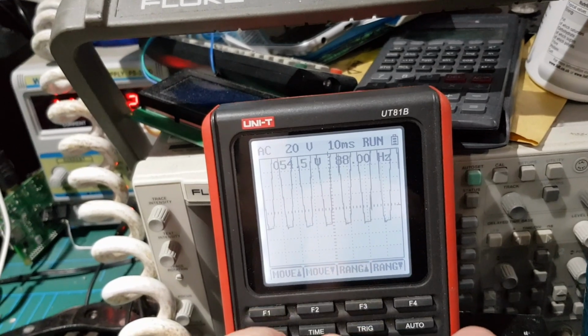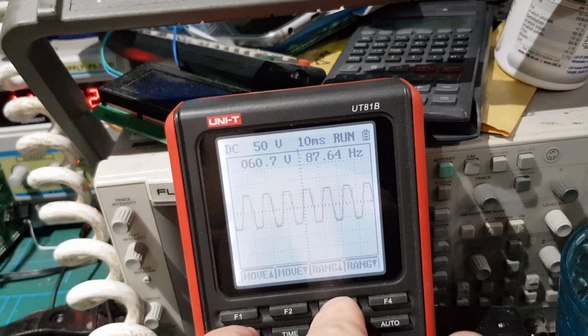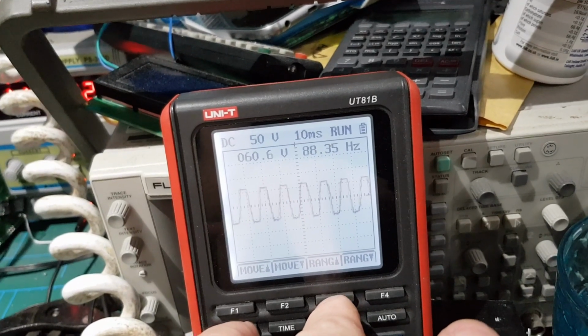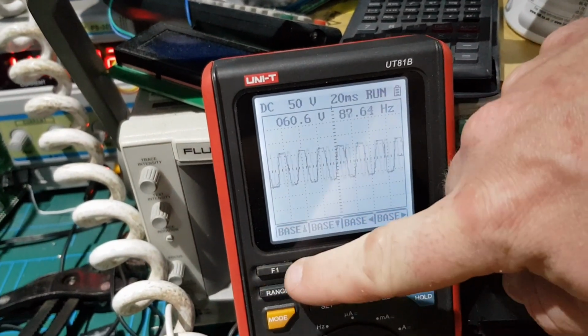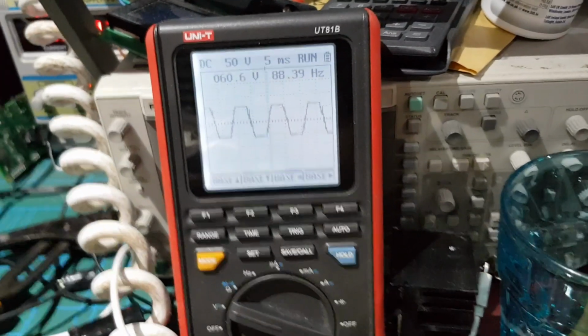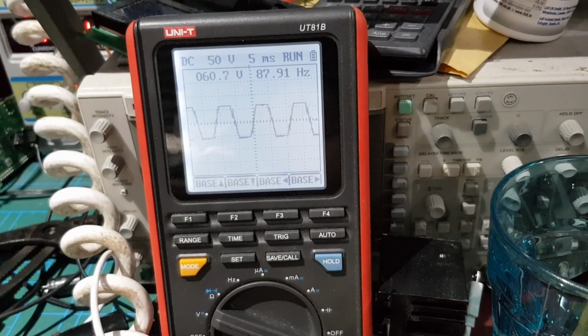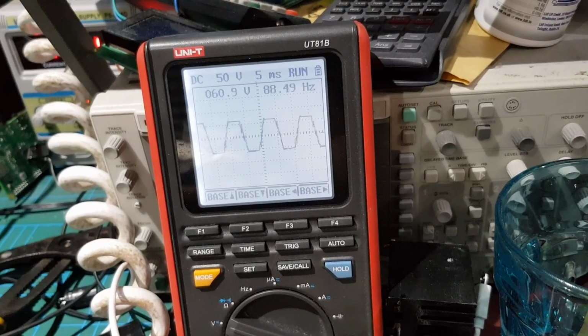Let's just get this in range. Okay, that's looking all right. Get the time scale up a bit. Yeah, it's looking all right. It's a nice trapezoidal drive coming out of those IGBTs.